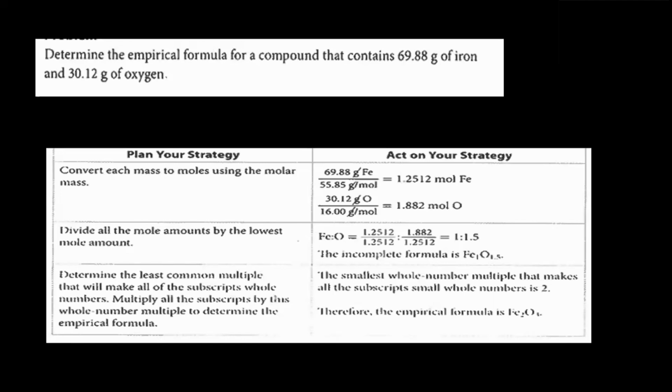So, no need of converting the percentage into mass. We can directly move on to the second step, that is, converting the mass into moles. This is the given mass of iron. You have to divide it by the molar mass of iron, that is 55.85, approximately 56. And after that, 30.12 is the given mass of oxygen. You have to convert it into the number of moles of oxygen. So the first step is completed. You get the moles of oxygen and iron.